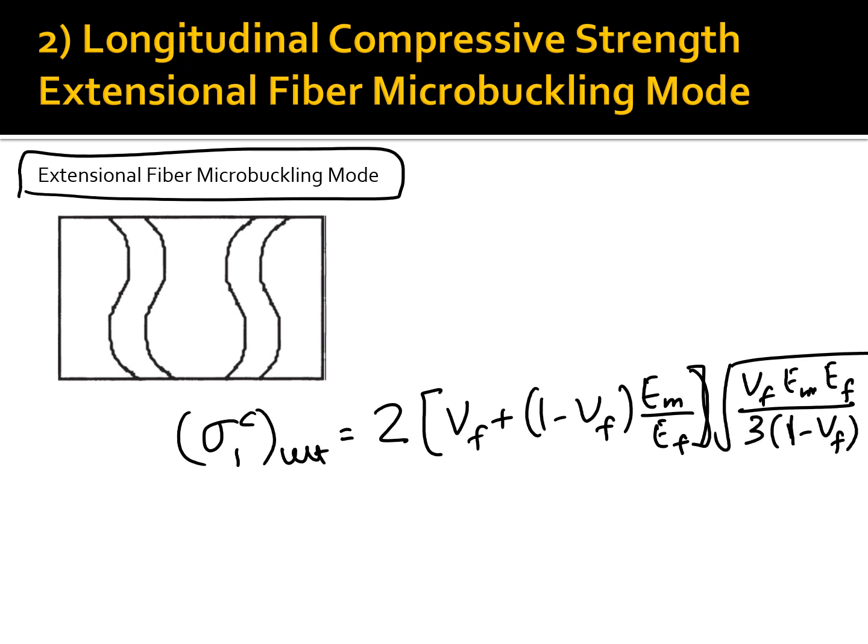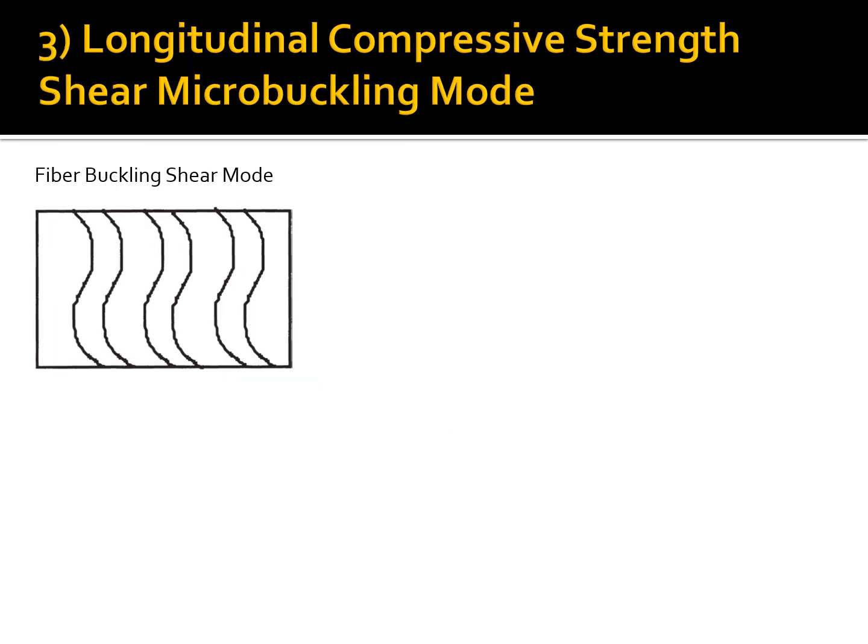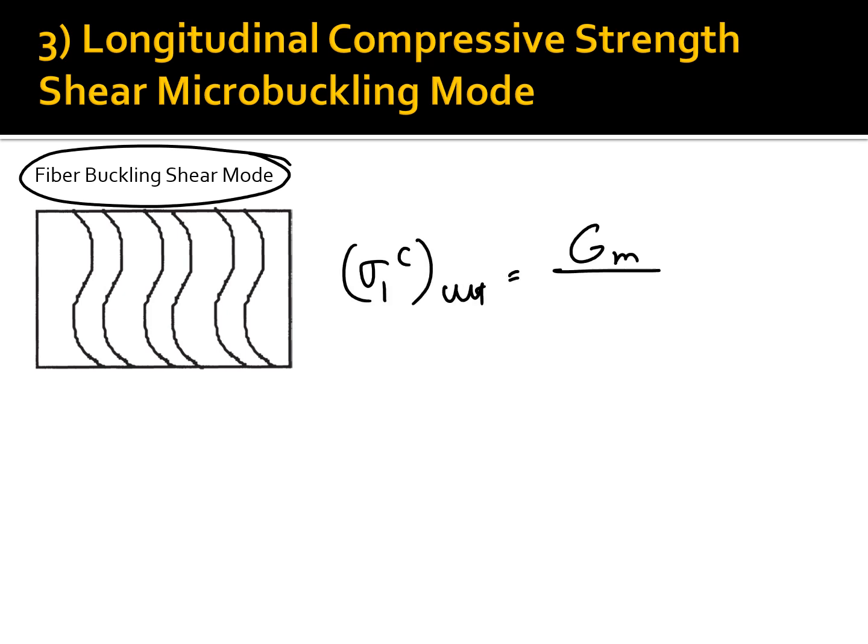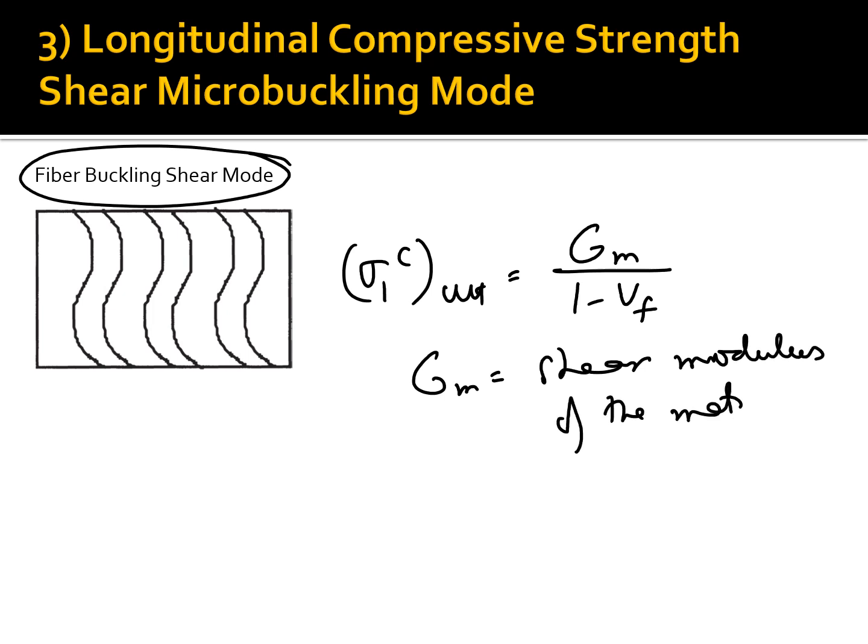So here we have simple parameters: volume fraction, Young's modulus of the matrix, Young's modulus of the fiber, and that's about it. Again, let's see what sigma 1c ultimate will be if we have fiber buckling shear mode. That again, we're not going to derive it, but it is given by a simple formula. It is GM divided by 1 minus VF, where GM is your shear modulus of the matrix. So very simple formula right here.